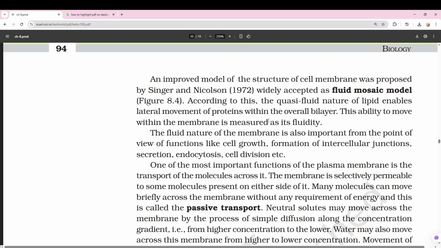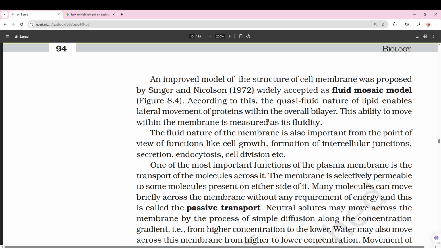An improved model of the structure of cell membrane was proposed by Singer and Nicholson, 1972, widely accepted as fluid mosaic model. According to this, the quasi-fluid nature of lipids enables lateral movement of proteins within this overall bilayer. This ability to move within the membrane is measured as its fluidity. The fluid nature of the membrane is also important from the point of view of functions like cell growth, formation of intercellular junctions, secretion, endocytosis, cell division.